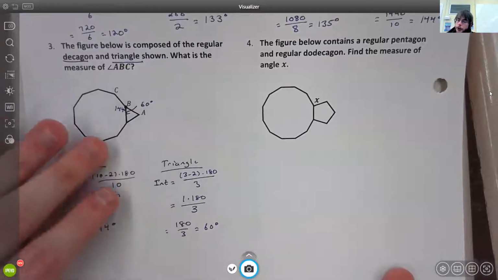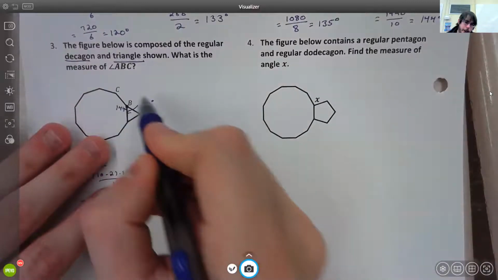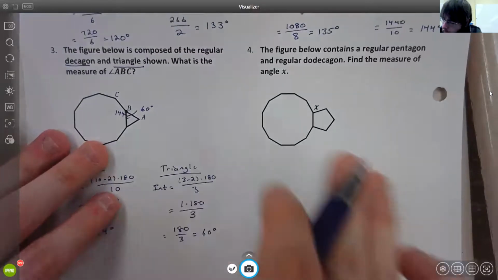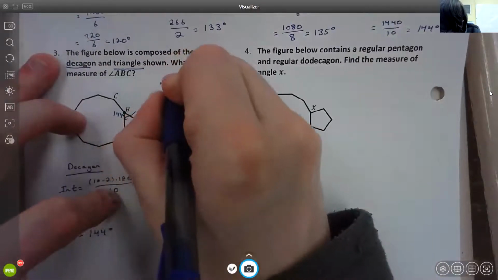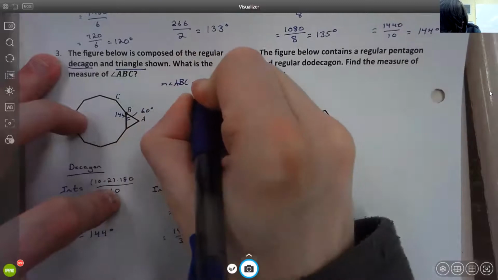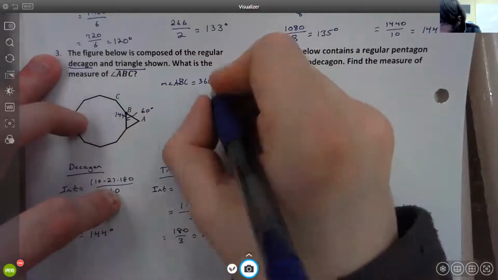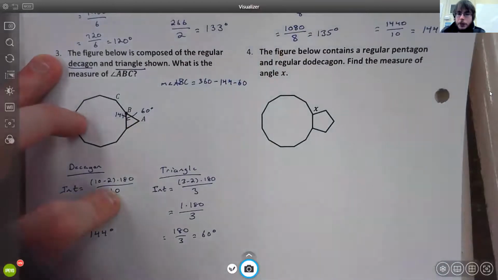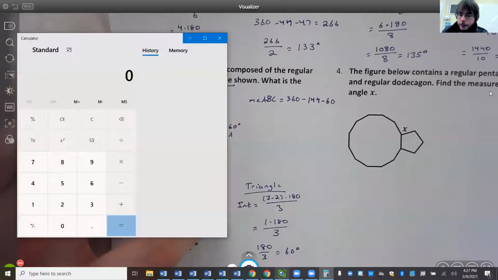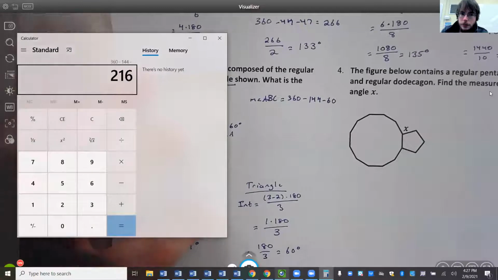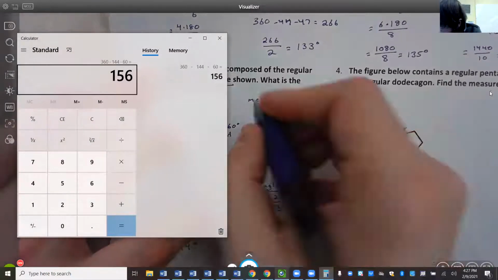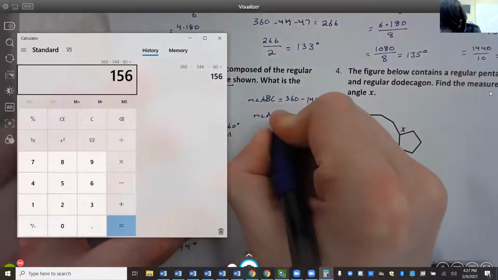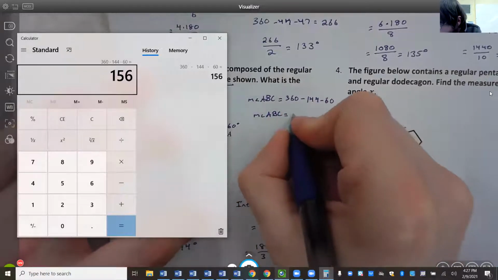So we know that the sum around the vertex is 360. So to find the measure of angle ABC, we do the same thing. We take 360 and subtract 144 and 60. And when we do that, we get 156 degrees for the measure of angle ABC.